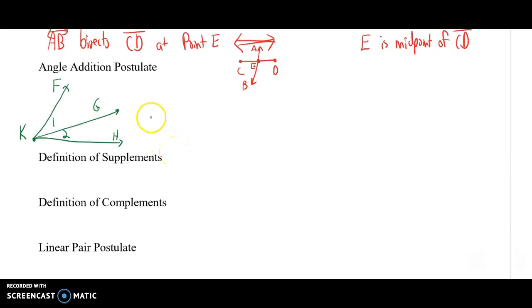And what we can say with this type of drawing using the angle addition postulate is that the 2 smaller angles, measure of angle 1 plus the measure of angle 2, add up to the big entire angle, the measurement of angle FKH. Now, this is not a definition, it's just a postulate. It is not a biconditional. Angle 1 could be anywhere, angle 2 could be anywhere, and the sum of their measures still could be equal to the measure of angle FKH, so it is not biconditional.